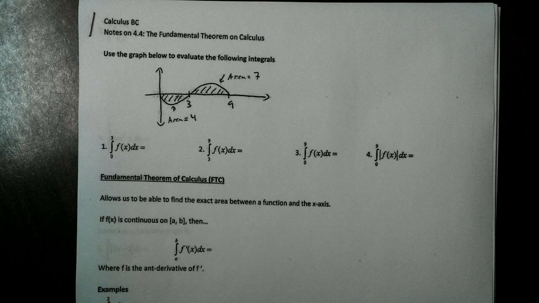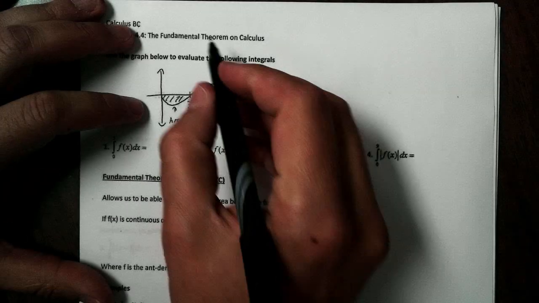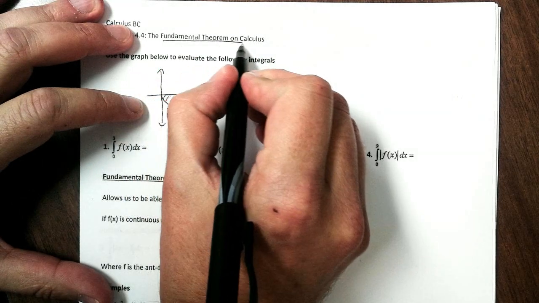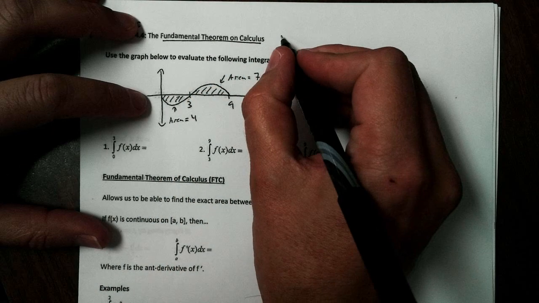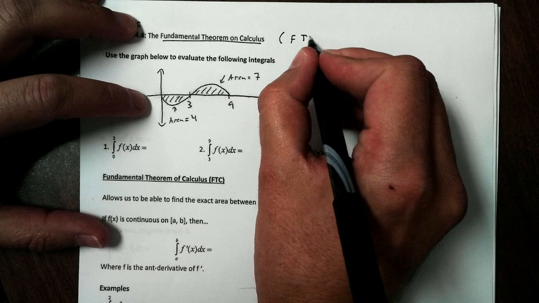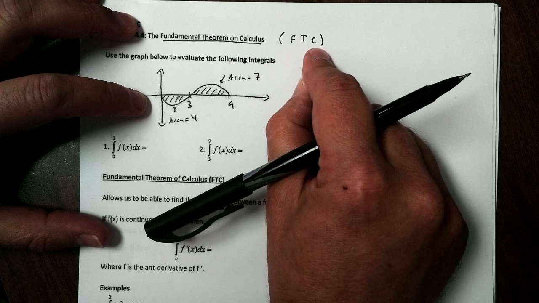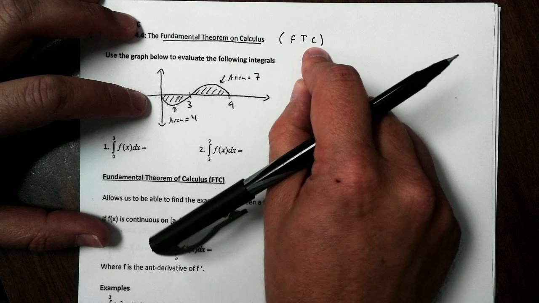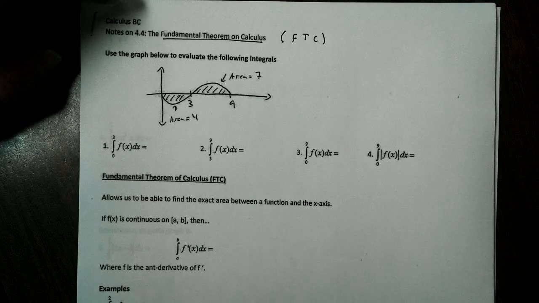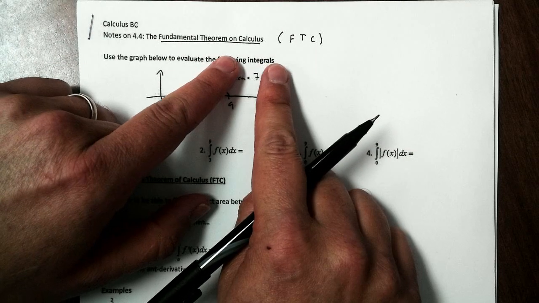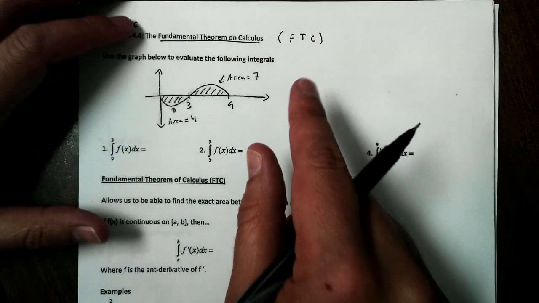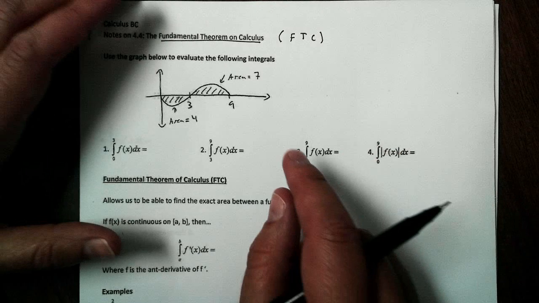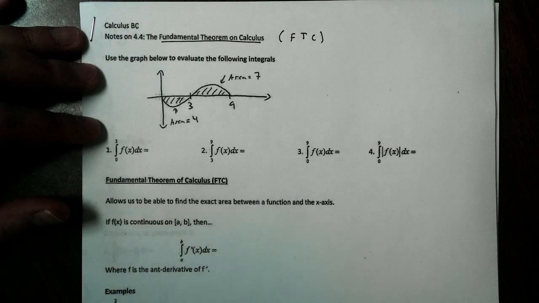Alright, welcome back. Today we're going to talk about one of the most important theorems in all of calculus, the fundamental theorem of calculus. We're going to call this from now on the FTC. So the fundamental theorem of calculus is how can we solve for area if we cannot use a geometric formula like we did in the last lesson.